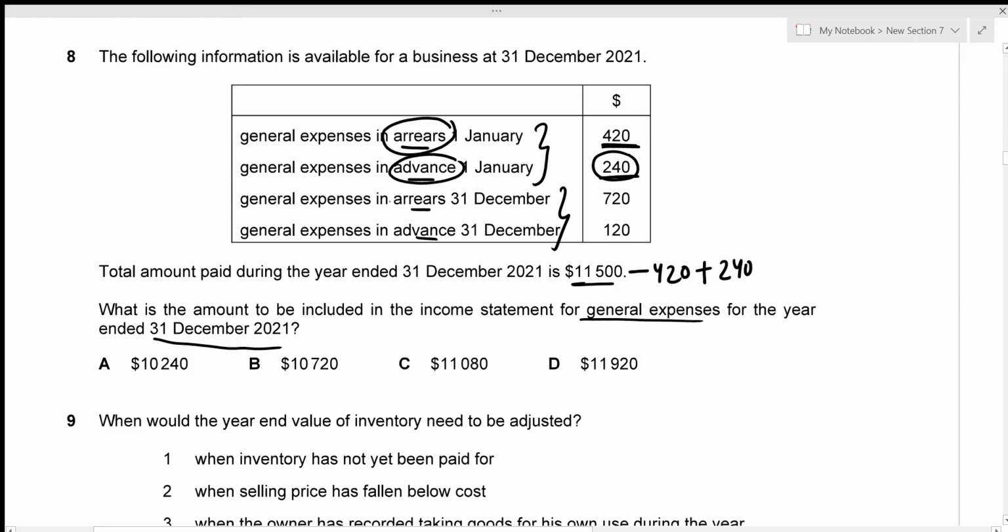The third one is general expenses in arrears, 31st December. This means that this is an outstanding expense of 720 corresponding to the year ended 31st December 2021, which means that this value should be included. So I'm just going to add it. And the last one is general expenses in advance. So advance means that this expense of 120 is for the next year. So this is not an expense for the current year ending 31st December 2021, which means that I need to deduct this value. So that's minus 120. Now the total amount to be included in the income statement is going to be 11,920, which is given in our option D.